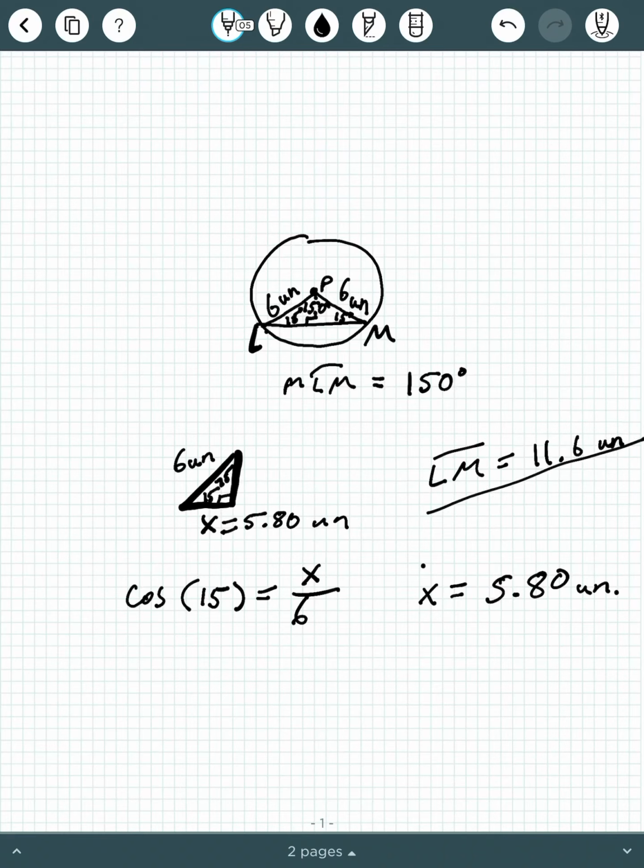And that's how we can work through problems like that if we know the radius, and if we have an arc measure or a central angle. We can always use a similar process to that.